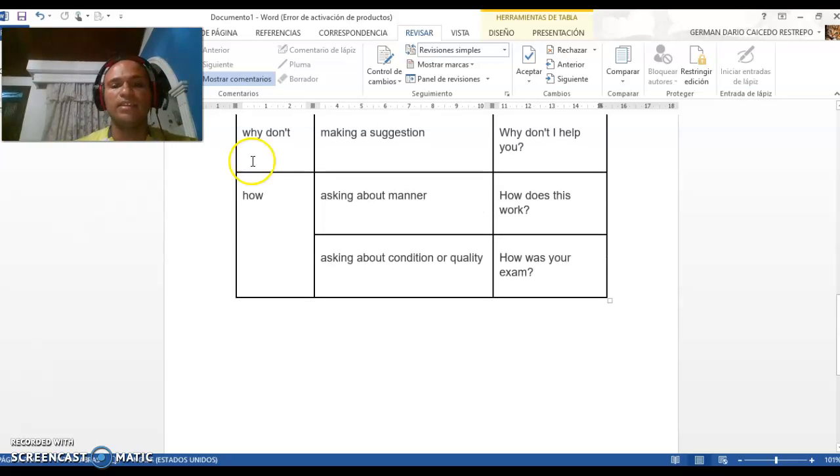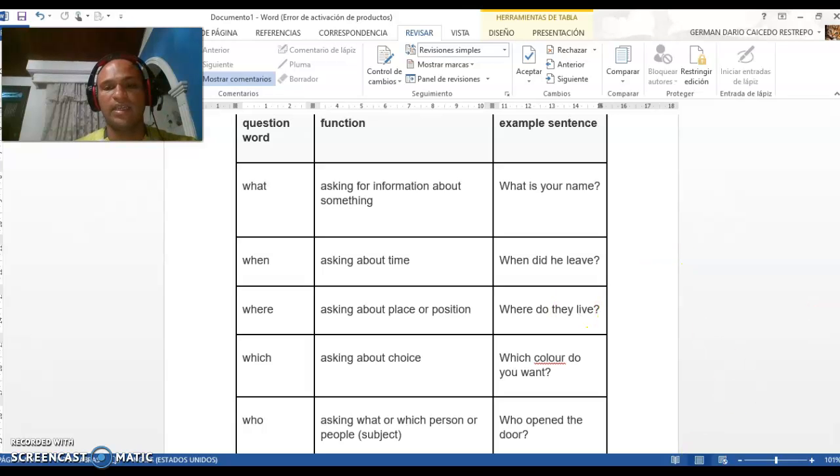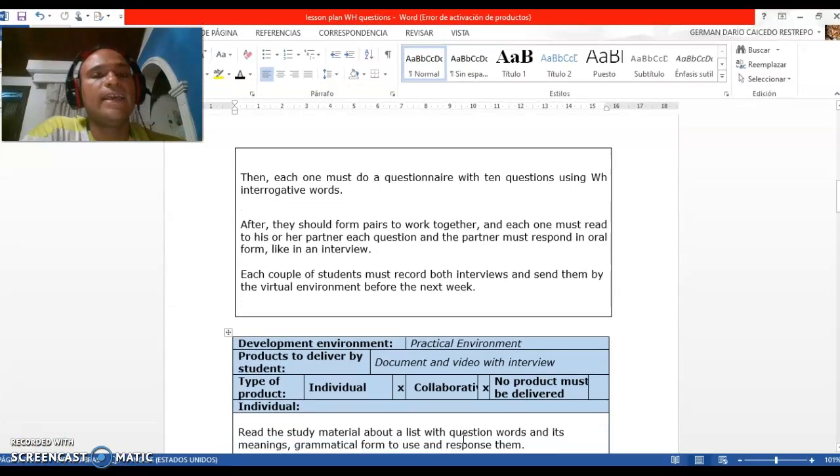And then we know at this moment the principal WH question words. Then you must do a little work. Each one must do a questionnaire with 10 questions using WH interrogative words. After, you should form pairs to work together with your teammate, and each one must read to his or her partner each question, and the partner must respond in oral form, like in a news interview.